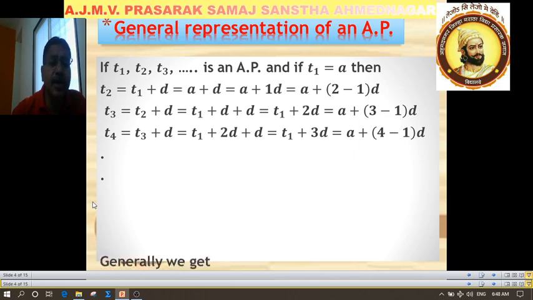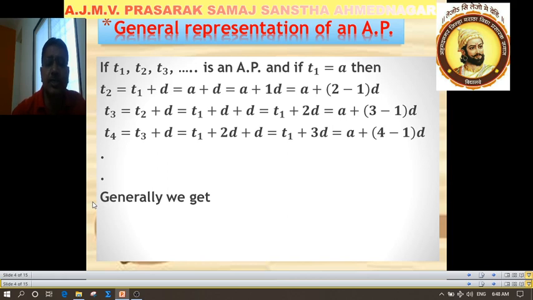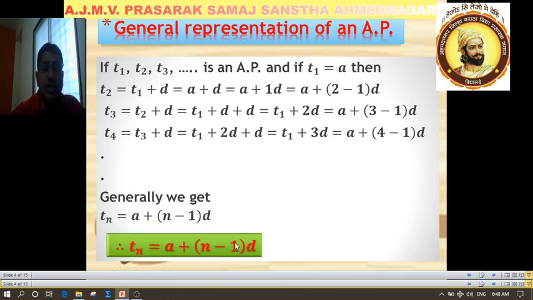Similarly, in this way, if we generalize and guess for the nth term: for the fourth term, 4 minus 1 times d; for the third term, 3 minus 1 times d. Similarly, for the nth term, a plus n minus 1 times d. So Tn is equal to a plus n minus 1 times d. This is the formula for finding the nth term of the given arithmetic progression.